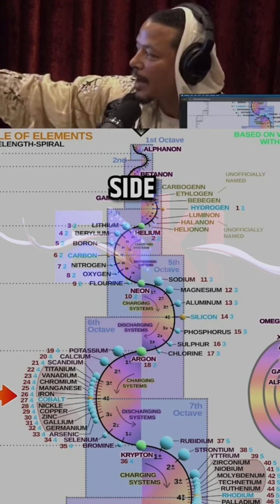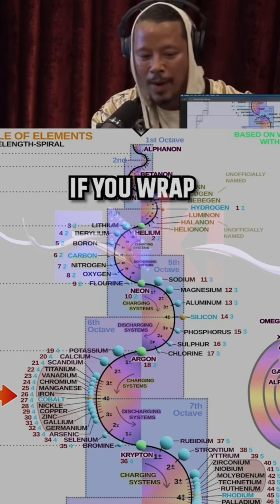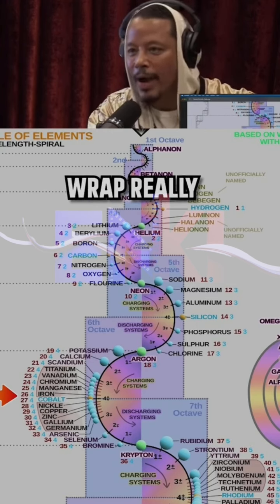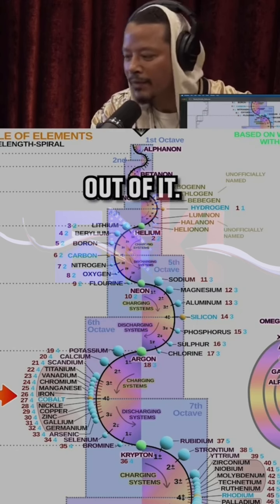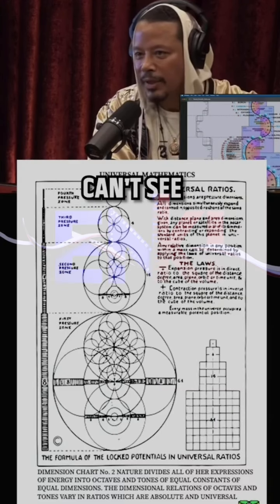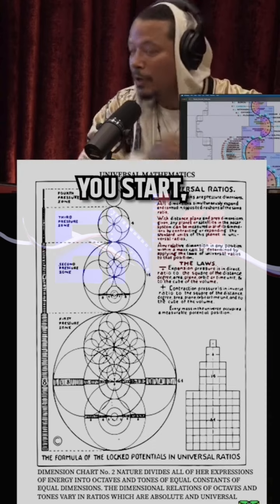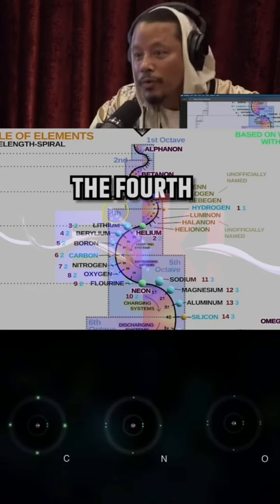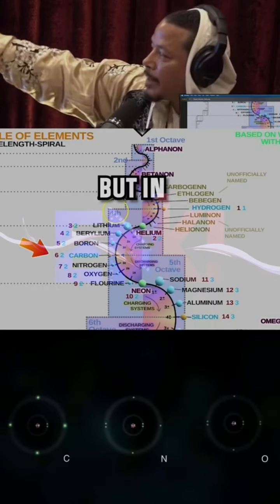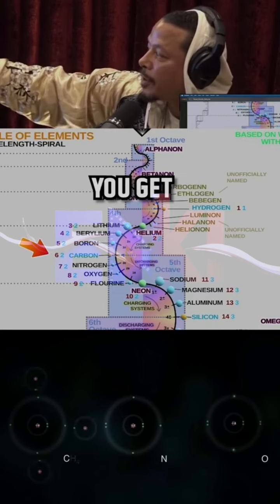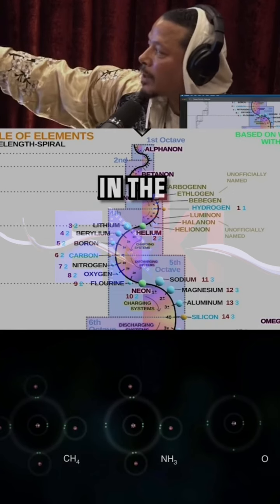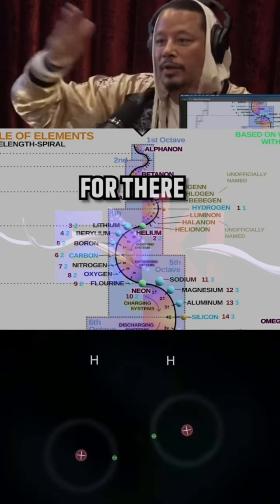And on the other side, it's like when, like I said, if you wrap the rag around your hand, the first wrap really tight, you can't get much out of it. Second wrap, damn near can't see the difference of it. Third one, you start seeing hydrogen. The fourth wrap, you see carbon. But in between each one of them, nature does not allow us in the silicon octave for there to expand out.